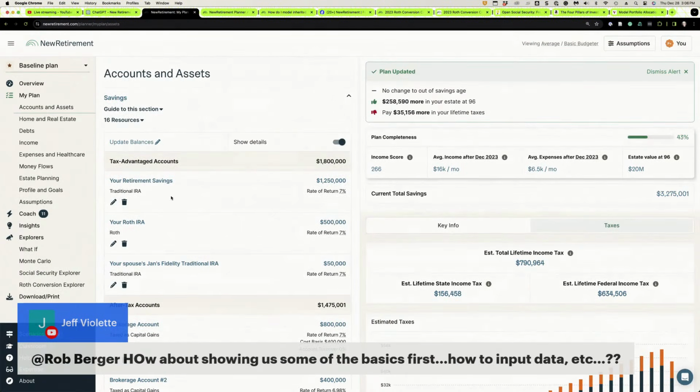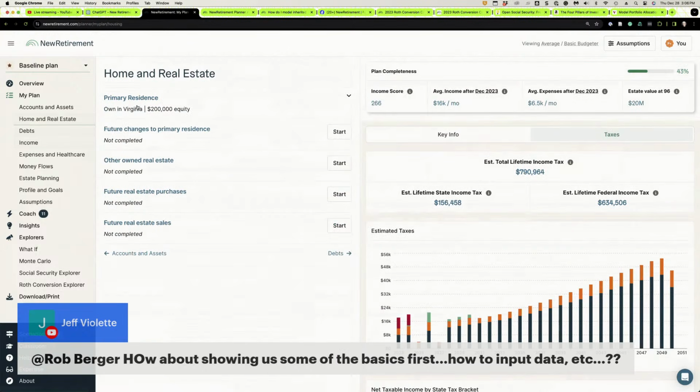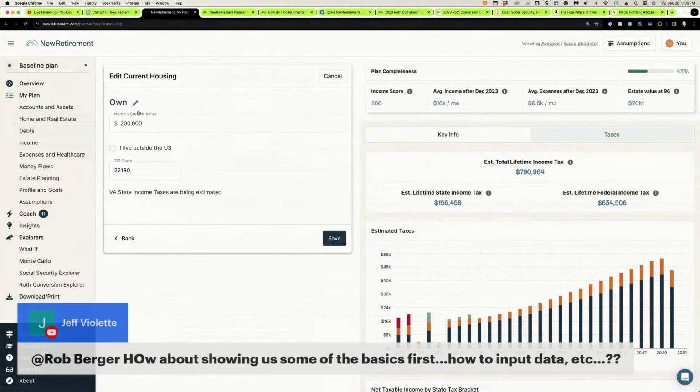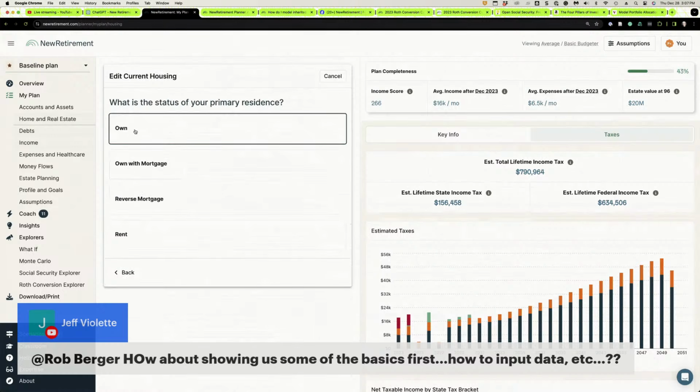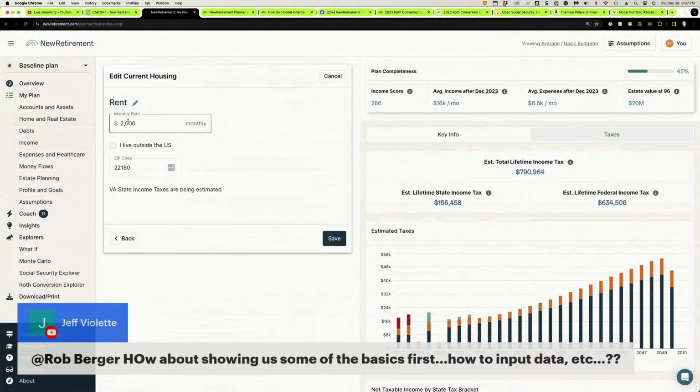Fairly straightforward, I think. Home and real estate, you're going to have your primary residence and whether you own or not. You can own with a mortgage. You can actually model a reverse mortgage and you can rent. That will rent $2,000 a month. The zip code is important, right? Because this one happens to be in Virginia. Let's see. That's Ohio. Go Buckeyes.